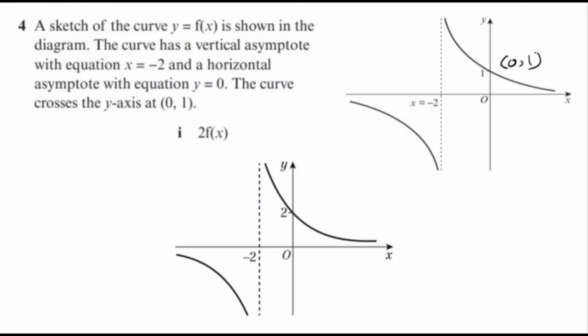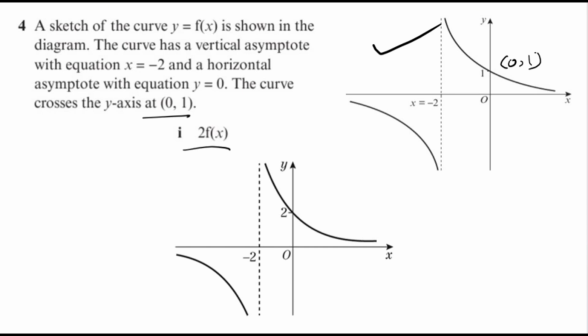Let's move to question 4. Question 4 is, we have y is equal to f of x. This graph is there. The curve has a vertical asymptote, x is equal to -2, and the horizontal asymptote, which is y is equal to 0. And the curve crosses the y-axis at the point (0, 1), right? So we have to transform this graph to 2f(x).